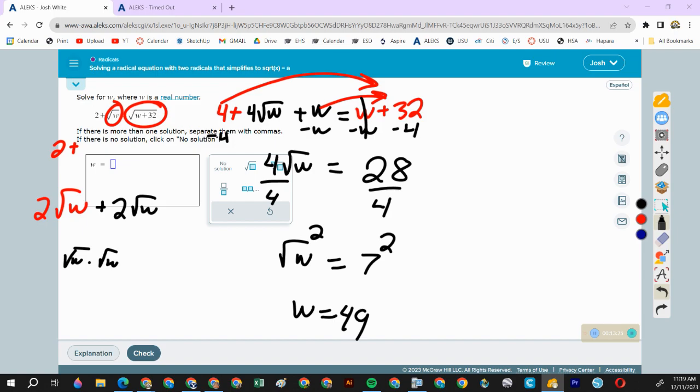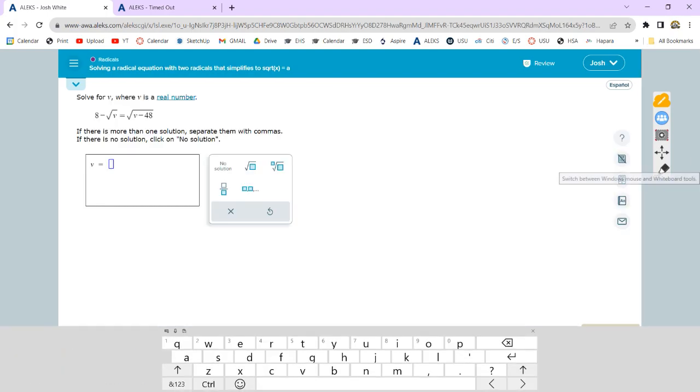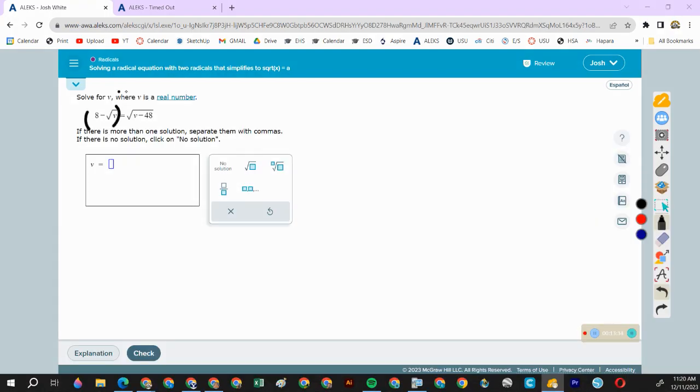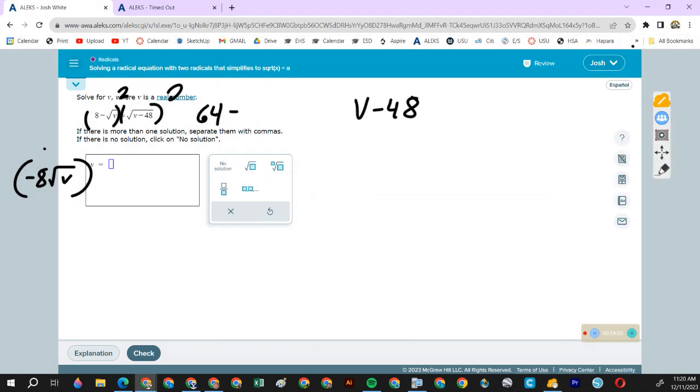Okay. See if we can find a harder one. Maybe they don't have the really hard ones. Okay. Square both sides. The right side is v minus 48, and the left side is 64 minus, can you do that in your head? We get 2 copies of negative 8 root v. So this is negative 16 root v times v.